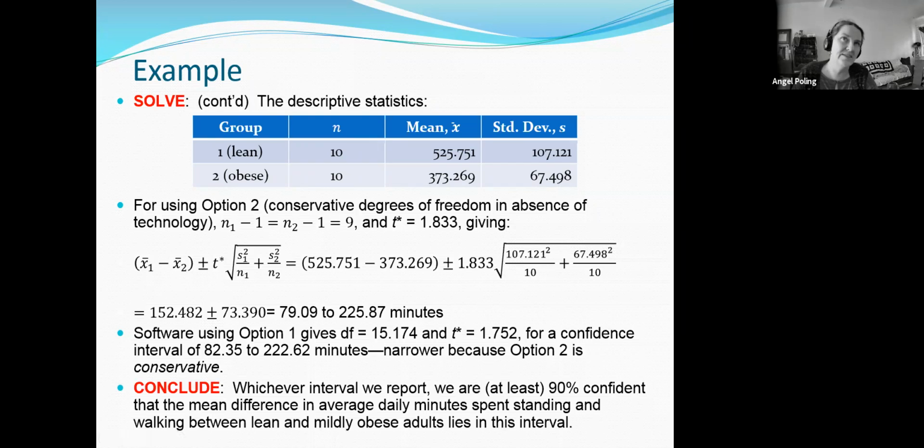And then the fourth step, Polya's fourth step, is the conclusion. Well, I guess Polya's fourth step is to check it. The book's fourth step is to make a conclusion based on the real world problem that we're given, which we didn't really necessarily get all this info, like they just gave it to us. So whichever interval we report, we are at least 90% confident that the mean difference in average daily minutes spent standing and walking between lean and mildly obese adults lies in this interval.